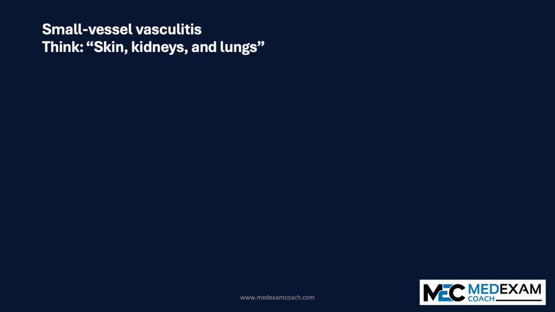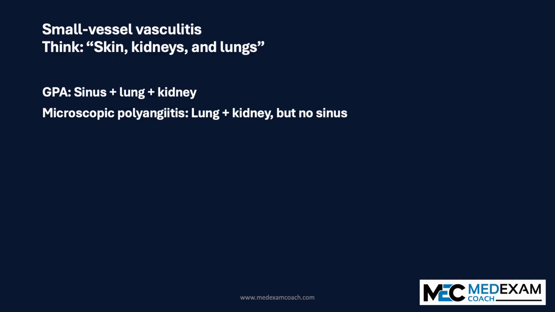Small vessel vasculitis, think skin, kidneys, and lungs. You have granulomatosis with polyangiitis, where you have sinus disease, lung disease in the form of hemoptysis, and glomerulonephritis. Microscopic polyangiitis has lung and kidney disease but no sinus disease, and we're going to talk about how to differentiate the two. Then you have eosinophilic granulomatosis with polyangiitis, which is asthma and eosinophilia plus vasculitis, so you can get skin involvement and nerve involvement.